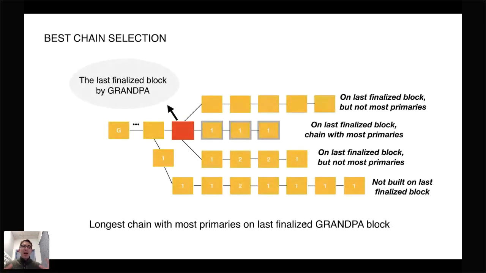This does make a difference to our simple best chain decision, because now instead of just the longest chain after the last finalized Grandpa block, we want the longest chain with the most primaries on the last finalized Grandpa block. So here, for instance, the top chain is the longest chain, but it only has one primary in it, and the rest are secondaries. The middle chain is on the last finalized block, and it has 3 primaries. Even though it's the shortest chain, since it has the most primaries, it is now the longest. The one at the bottom, even though it has more primaries, is not built on the last finalized block, so it doesn't count. It's entirely out of the running.